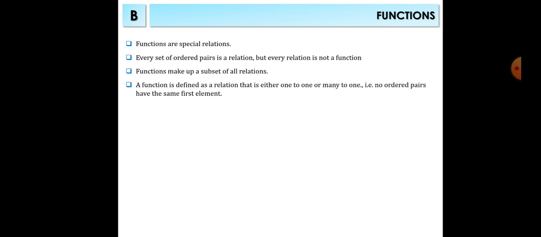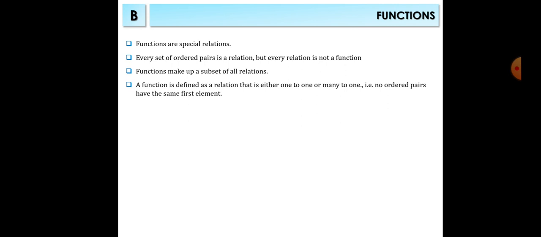That is unique. But many to one means that many elements of the domain are connected to one element of the range. But a function can't have one to many, because it will contradict the definition of functions, right? So a function can have types one to one or many to one, right?